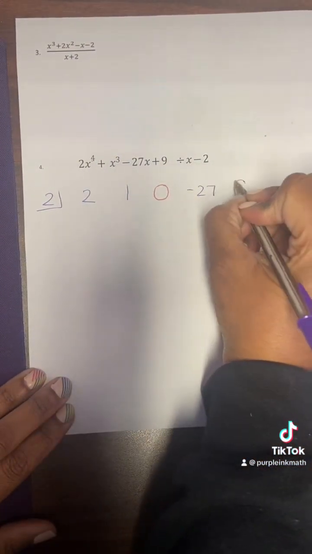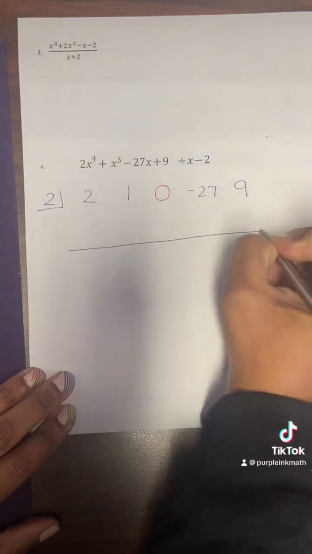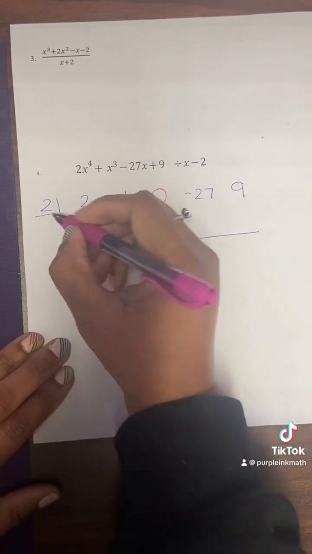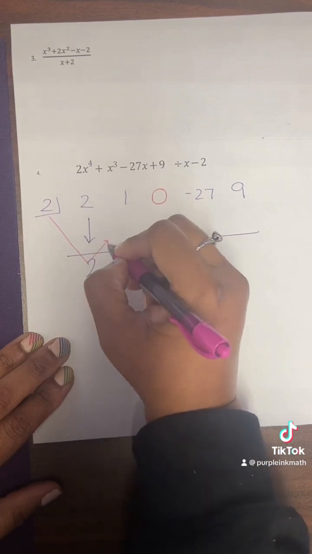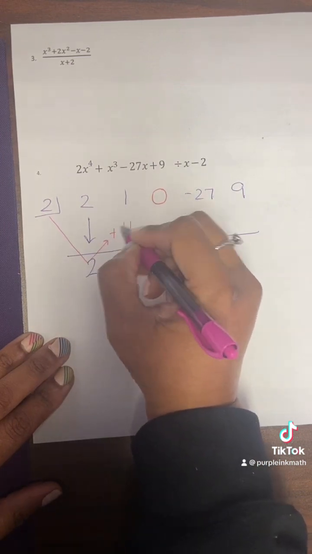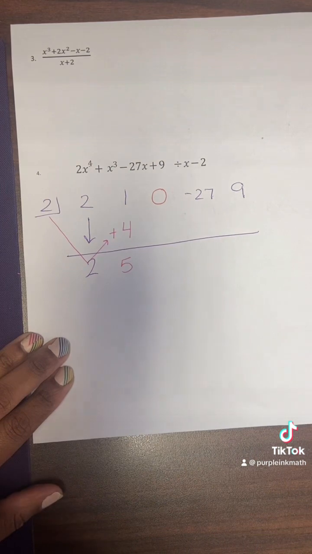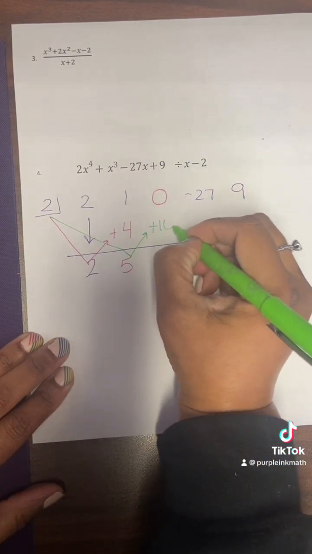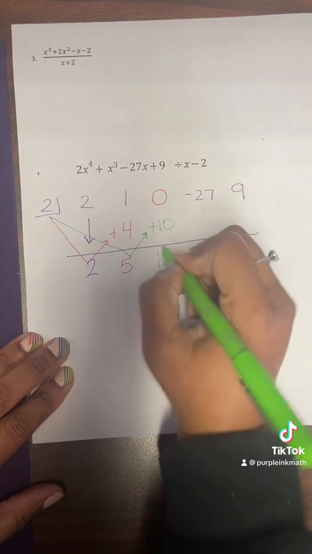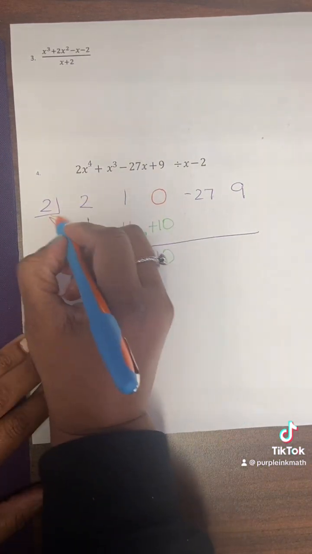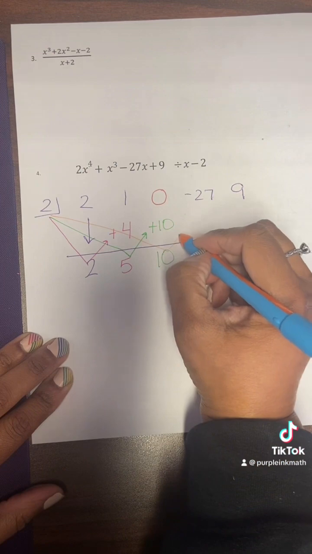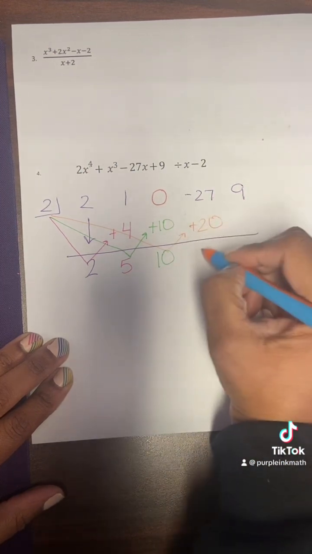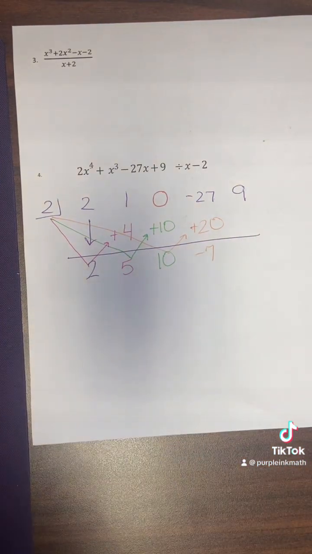Negative 27 and 9. I'm going to draw my line, bring down my first number, and multiply. A positive 2 times a positive 2 is a positive 4. 1 plus 4 is 5. A positive 2 times a positive 5 gives me a positive 10. 0 plus 10 is 10. A positive 2 times a positive 10 gives me a positive 20. Negative 27 plus 20 is negative 7.